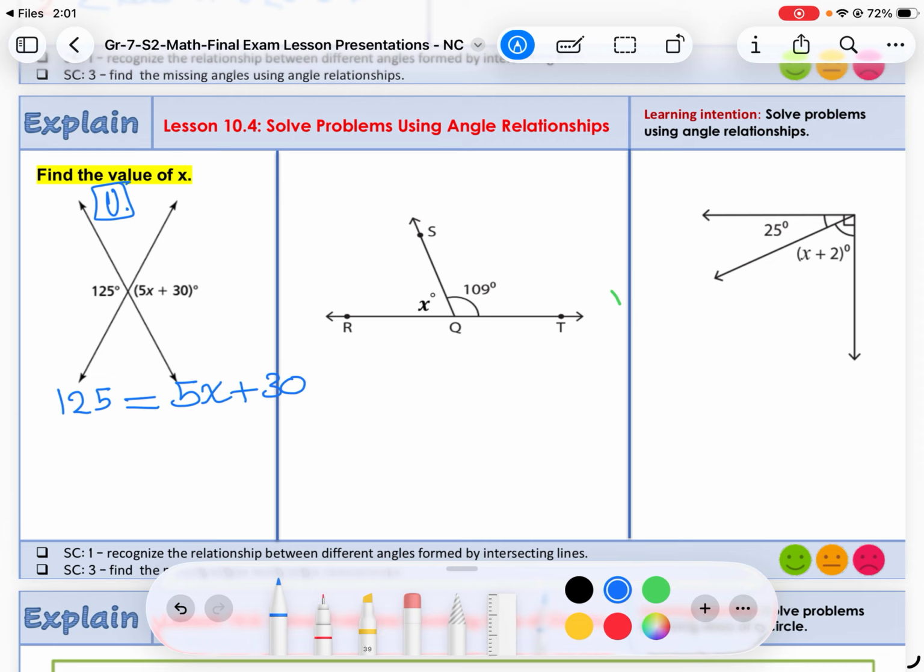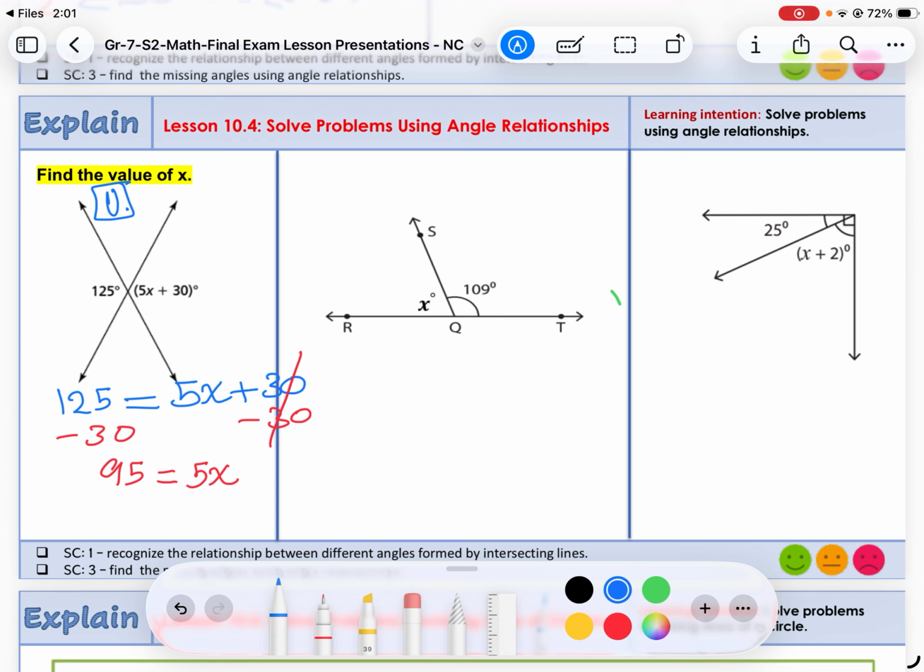And now we are going to solve this 2-step equation. How are we going to solve it? Step number 1, we will undo addition or subtraction. We will get rid of the constant, get rid of the 30 that's with 5x. So the opposite of 30 is negative 30 from both sides. Okay, so 30 minus 30 will cancel each other, and then 5x will be equal to 125 minus 30, that will be 95.